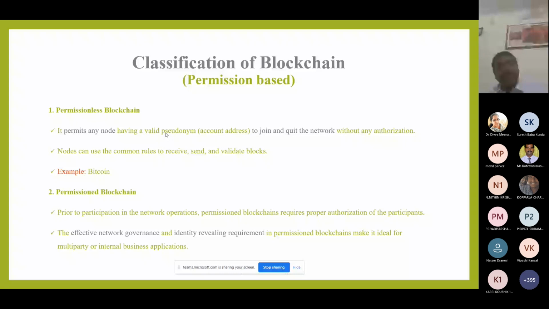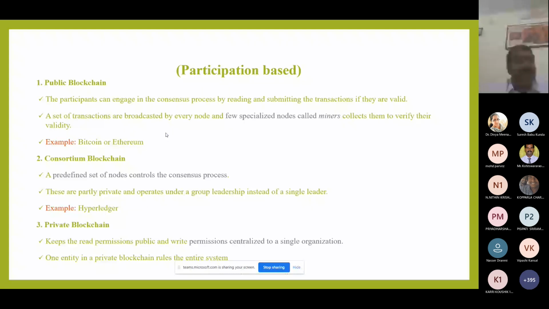Further, you can also classify blockchain based on the participation. Either it can be a public blockchain, consortium blockchain, or it can be a private blockchain for that matter. Public blockchain is like participants can engage in the consensus process by reading and submitting the transactions if they are valid. And here some specialized nodes are called miner nodes. Whenever a set of transactions are broadcasted by the nodes, some specialized nodes called miners collect these transactions to verify their validity, and once validated, they are formed into a new block that is added to the existing blocks. Examples for public blockchain are Bitcoin or Ethereum.